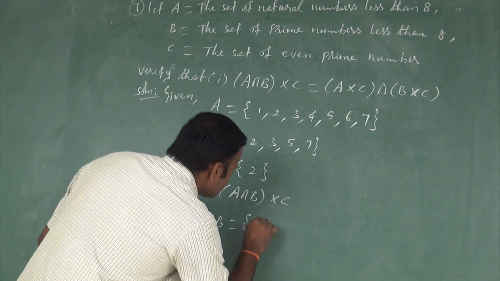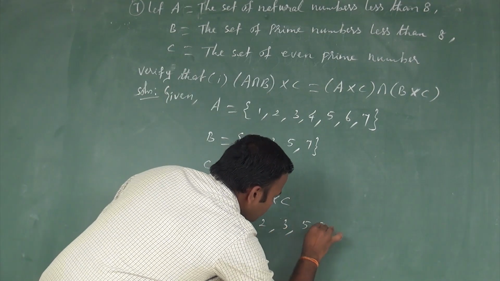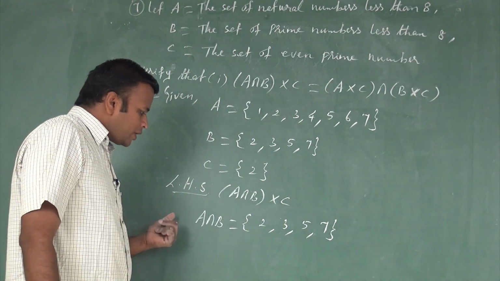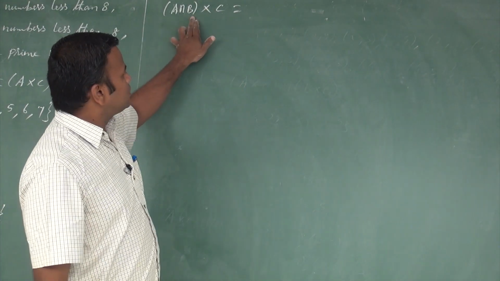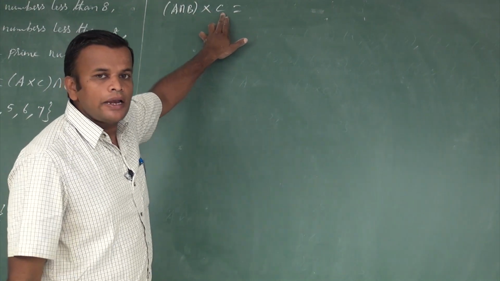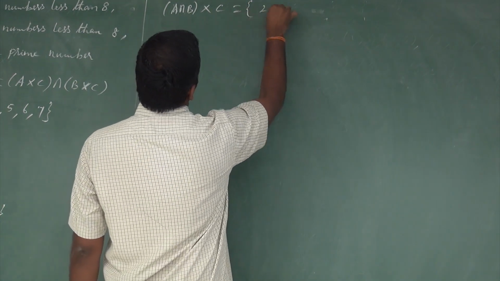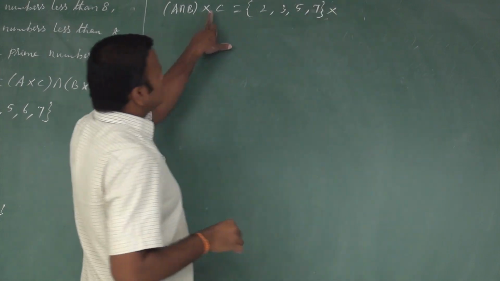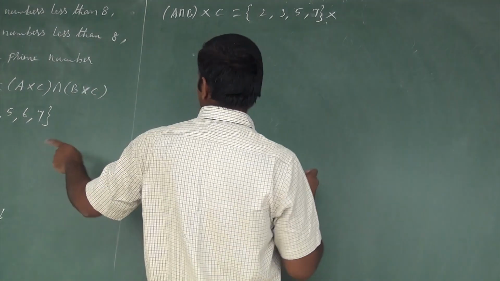So 2, 3, 5 and 7. This is the value of A intersection B. Now we find A intersection B cross C. The value of A intersection B is {2, 3, 5, 7} cross C. The set C contains only one element, the element is 2.